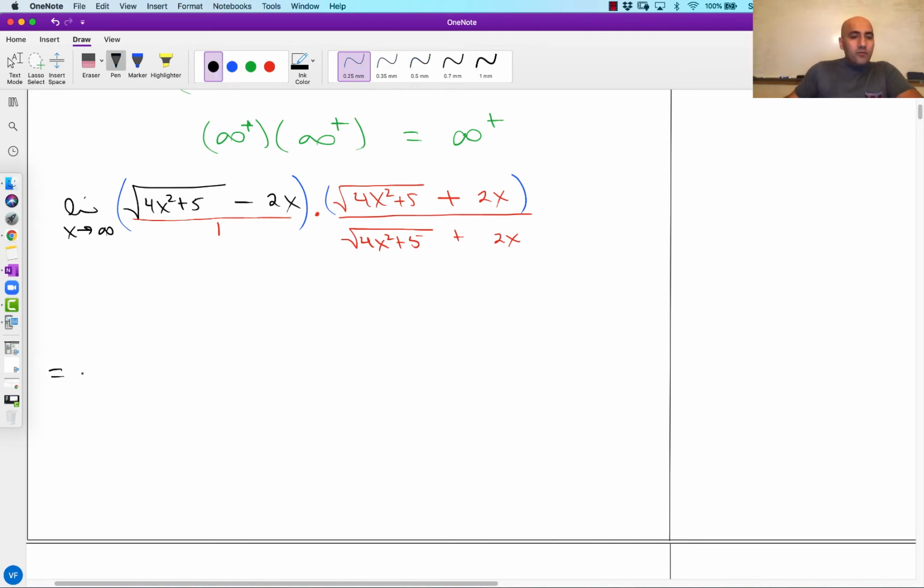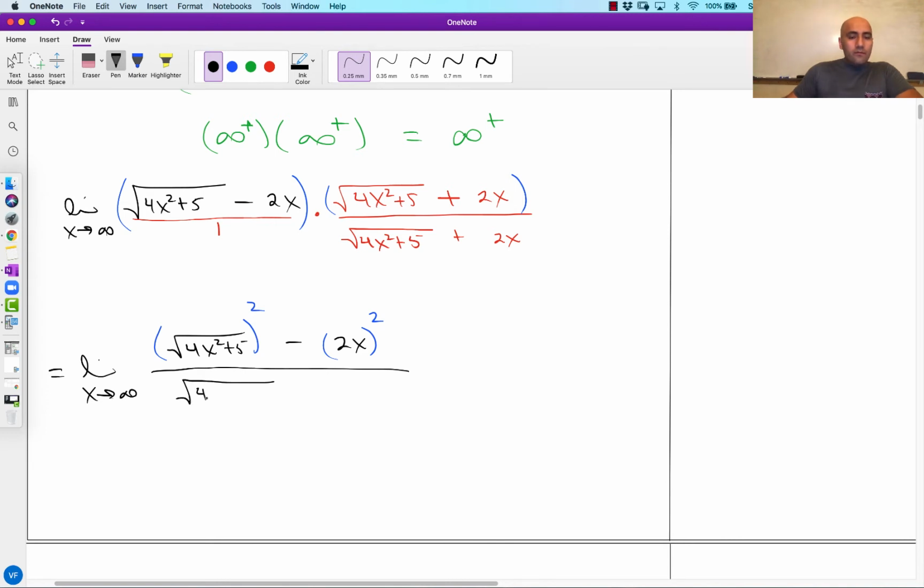So we know that this equals the limit as x approaches infinity of the first one squared minus the second one squared. This is going to be this squared minus this squared. And in the denominator, we're just going to leave that alone. That equals the square root of 4x squared plus 5 plus 2x.